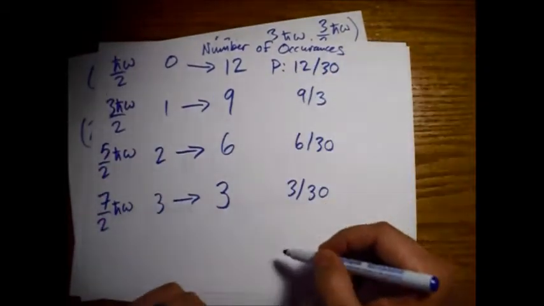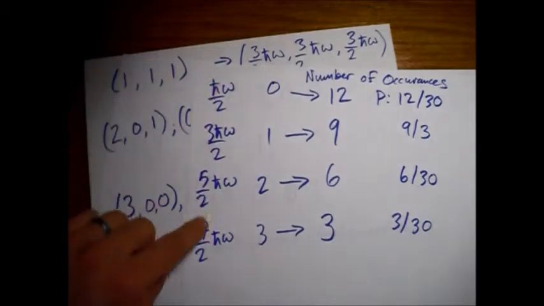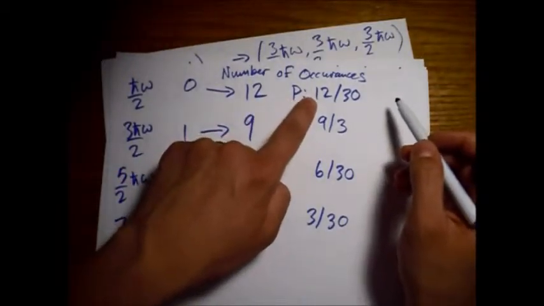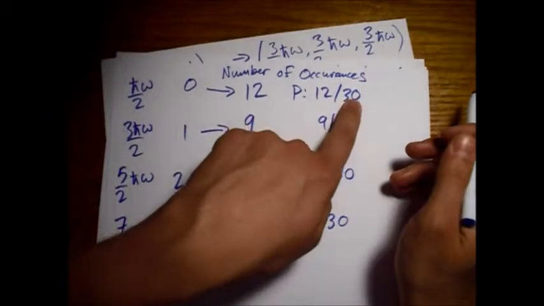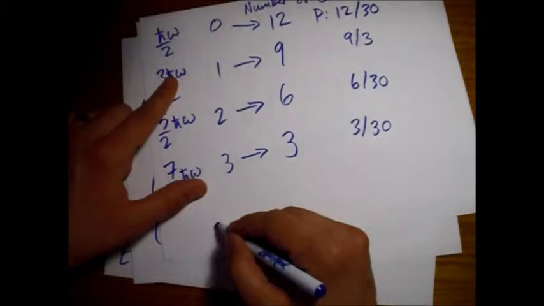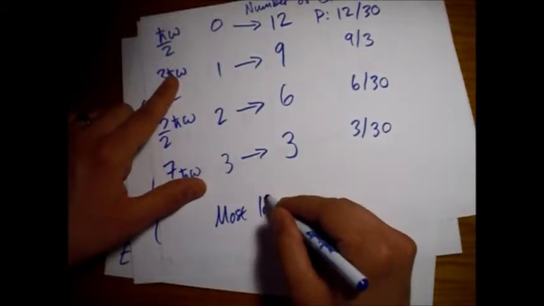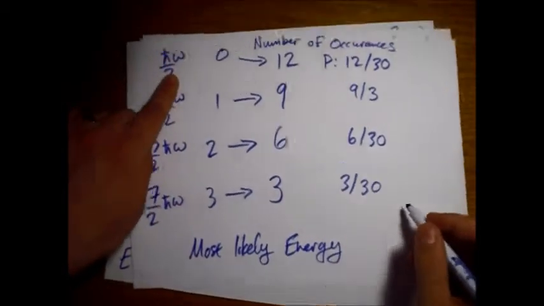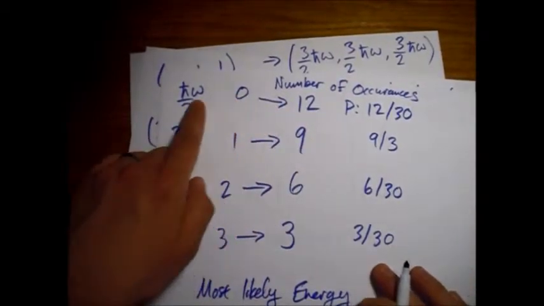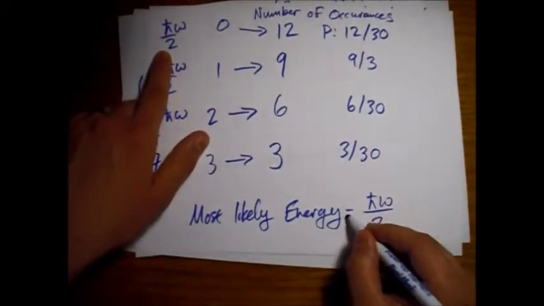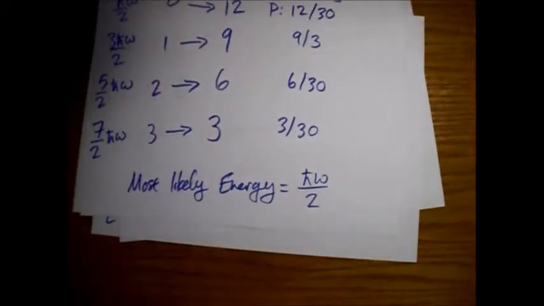Okay, so here are the probabilities of measuring each of these energies. Okay, and then what is the most probable energy? It's this one up here. 12 is the largest number here. 12/30 is the largest number for our probabilities. So the most likely energy is 12. We'd pick a 0 and we'd measure h bar omega over 2. Most likely energy is h bar omega over 2.